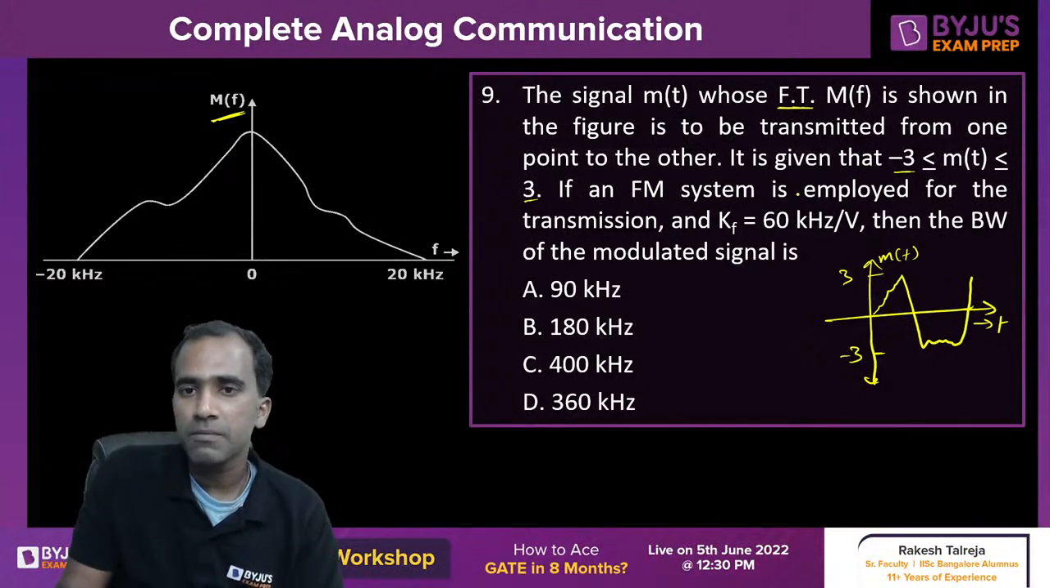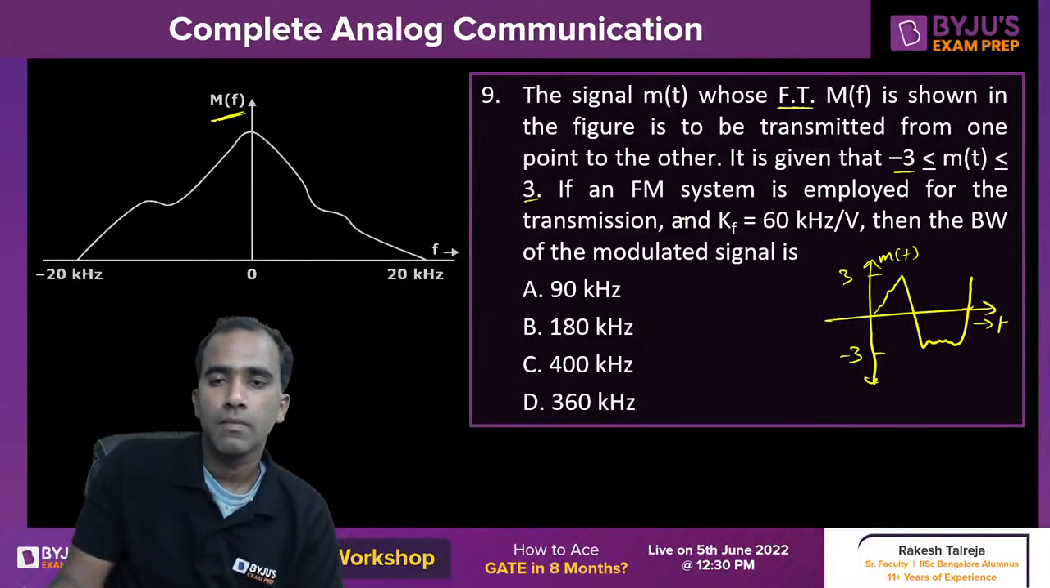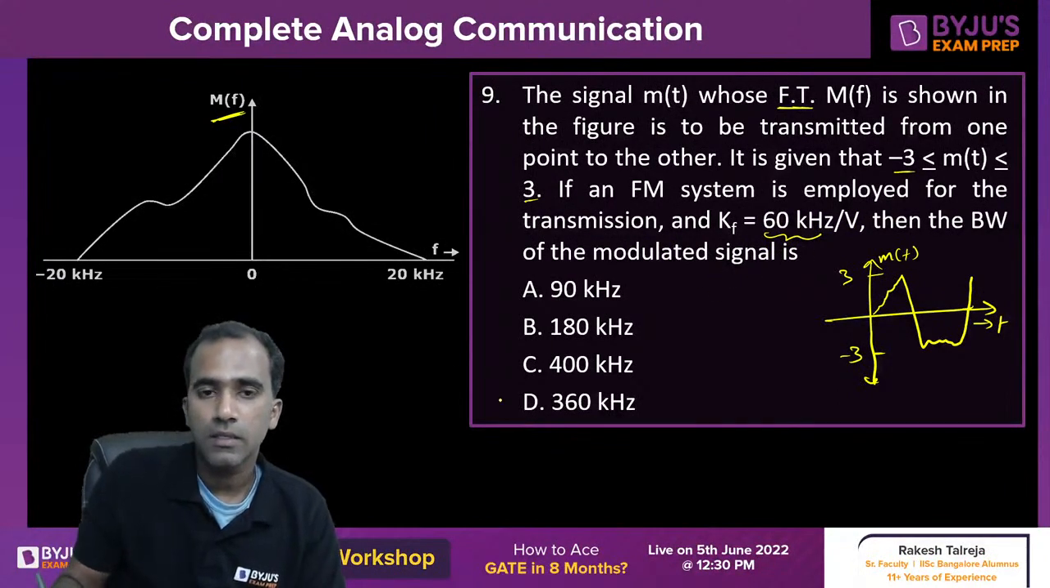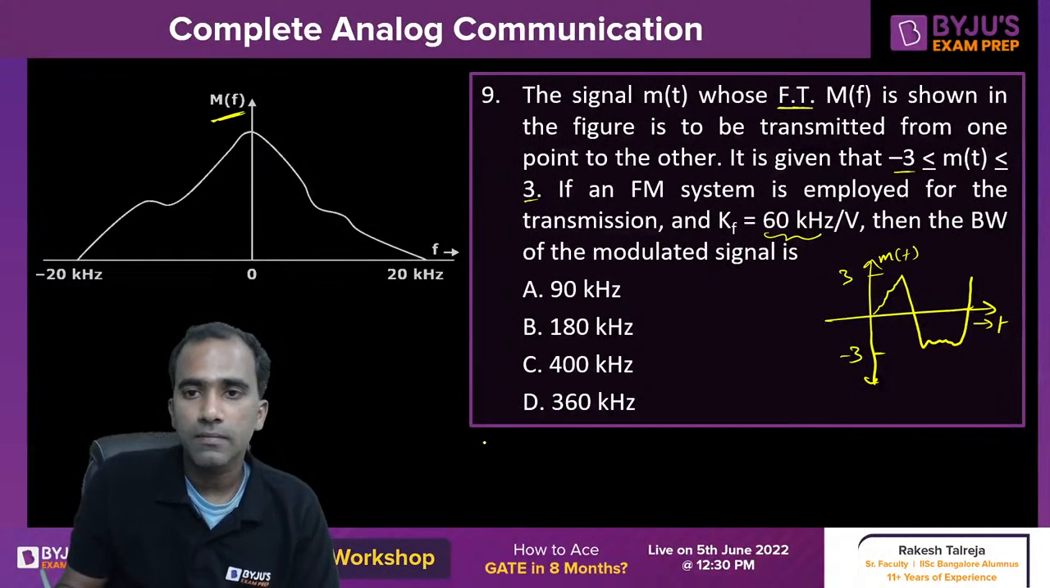Right. If an FM system is employed, which means they are using frequency modulation to transmit this message, and the frequency sensitivity is given as 60 kilohertz per volt, then the bandwidth of the modulated signal is, okay, right? Here it is an FM modulated signal because we are using an FM system.